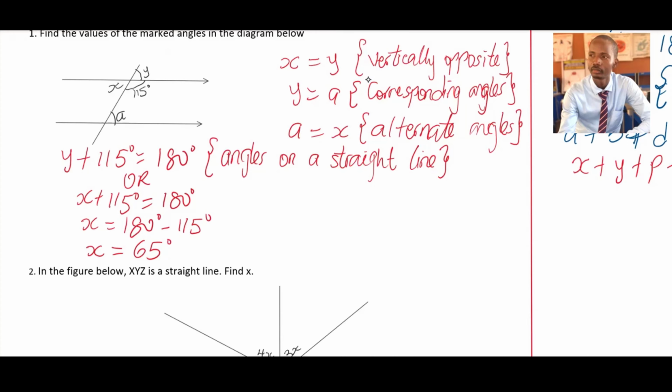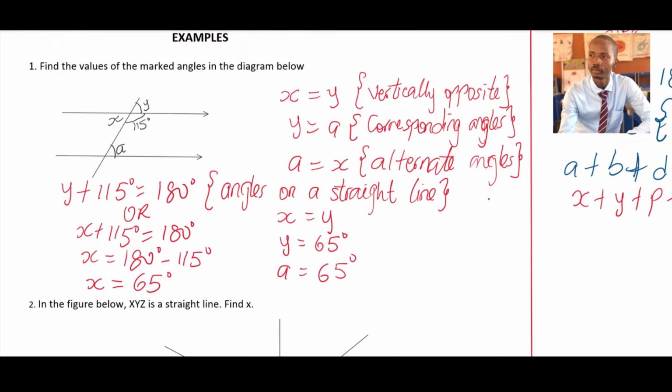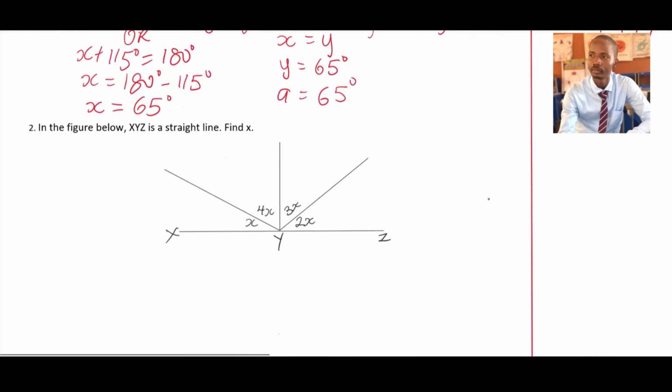Now, based on what we've said earlier, if X is equal to 65 degrees, and X is equal to Y, therefore Y is equal to 65 degrees. And also, X is equal to A, or A is equal to X, alternate angles. So we can also say that A is equal to 65 degrees. So that's the first question. It is that simple. Okay, let's move on to the next one.